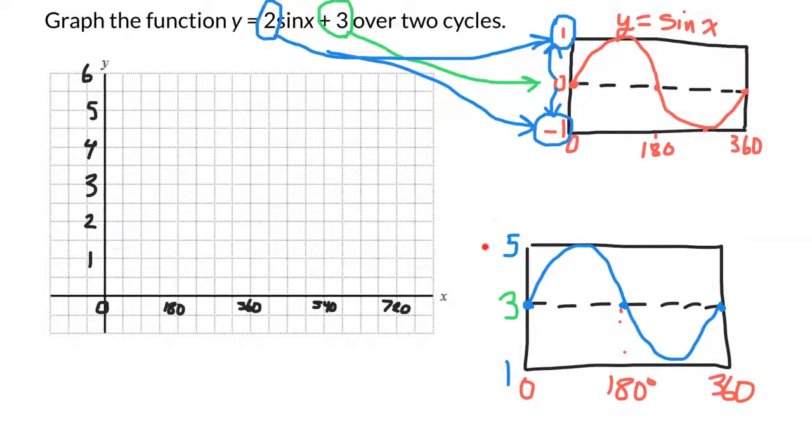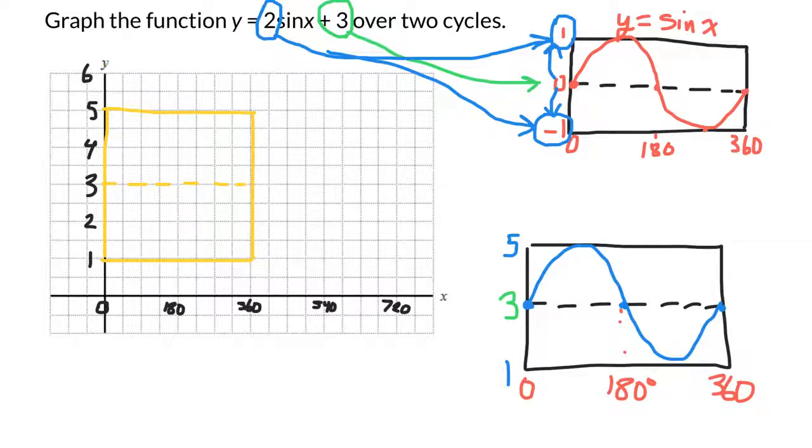So this box that I drew over here is going to help me when I'm graphing. I know my maximum value is 5 and my minimum value is 1. I know that my starting point on the x-axis is 0 and one cycle goes till 360 degrees. So I'm just going to draw this box on my actual grid over here. So there's the box, maximum of 5, minimum of 1, starts at 0, ends at 360. And the central axis is at 3.